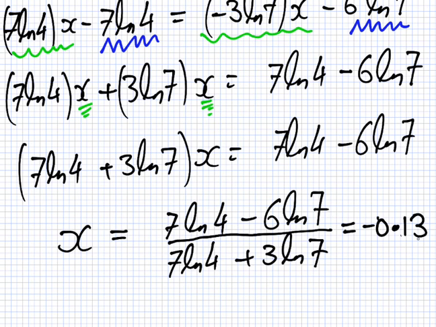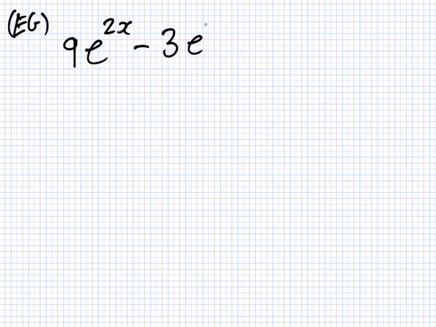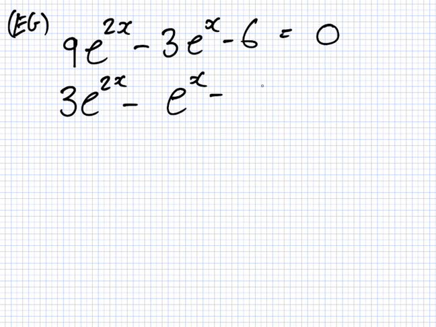Can I go down to another one? Yeah. Yeah? Okay. So for example, 9e^2x minus 3e^x minus 6 equals 0. So you can see the first thing I can do is divide everything by 3. So I have 3e^2x minus e^x minus 2 equals 0. So dividing everything by 3.